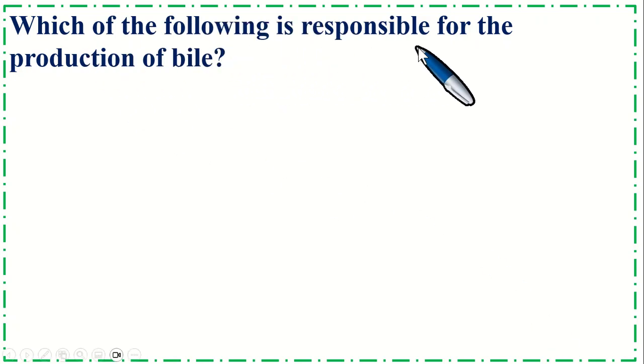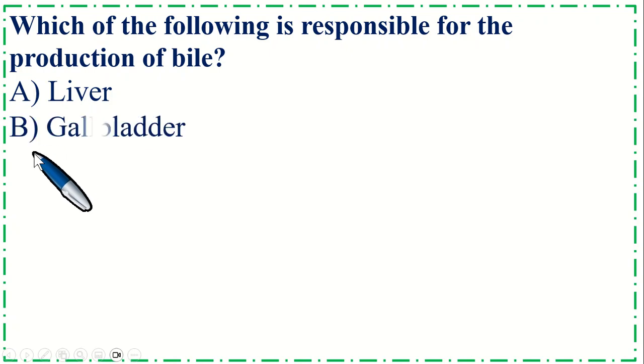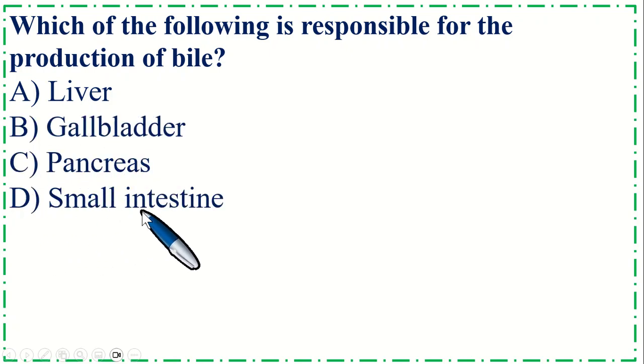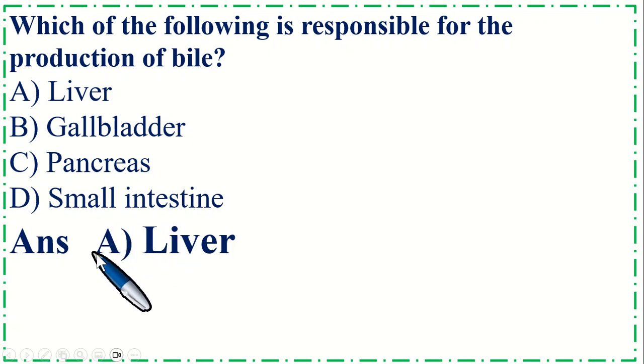Which of the following is responsible for the production of bile? Option A, liver. B, gallbladder. C, pancreas. And option D, small intestine. So the correct option is A, liver.